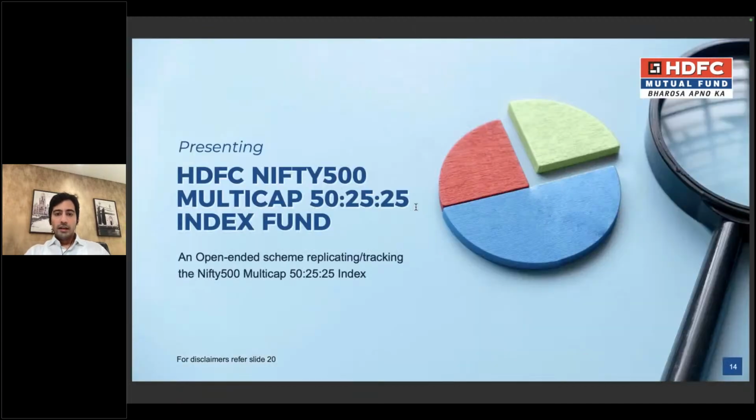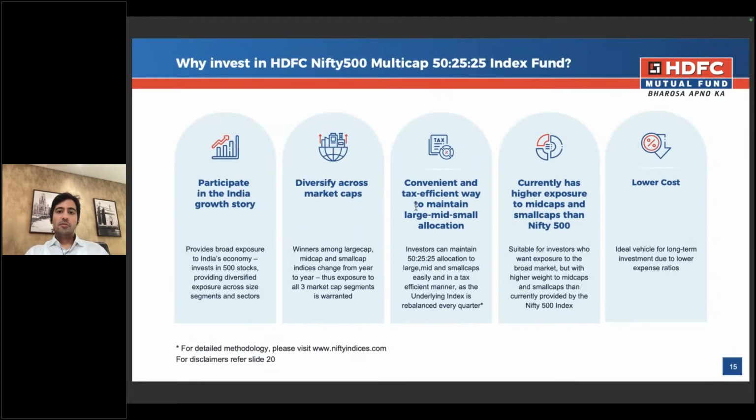Okay, so that's basically all the main content. I'll just summarize again what are the main reasons to invest in this HDFC Nifty 500 Multicap 50 25 25 index fund. So first reason is कि participate in the India growth story. So because आप 500 stocks का exposure ले रहे हो, it's a very broad index and you are getting exposure to both large, mid and small companies. So एक साथ all these companies across different sectors, different segments आपको एक ही product में मिल रहा है to participate in the overall growth.